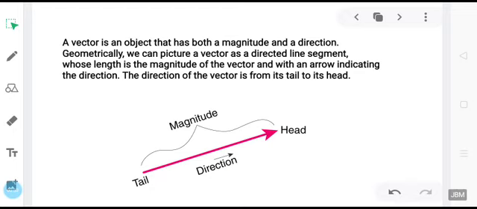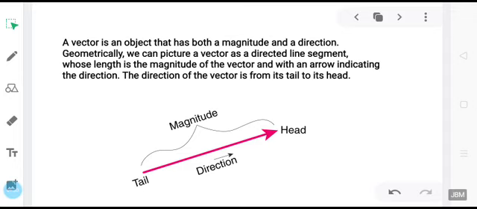Graphically, a vector can be represented by a straight line with an arrowhead on it, that is, an arrowed line. Here, the length of the line, as you can see in the picture, drawn on a suitable scale represents the magnitude of the vector. Then what about the arrowhead? The arrowhead tells the direction of the vector. The starting point of the arrowed line is called the tail or origin of the vector, and the end of the arrowed line is called the tip or head of the vector.